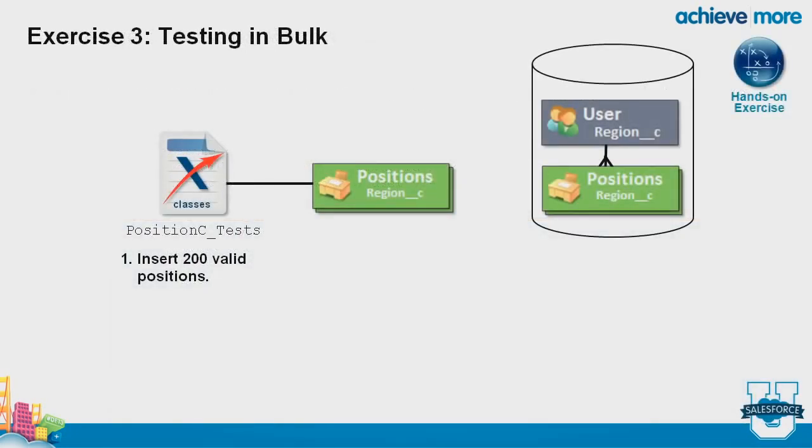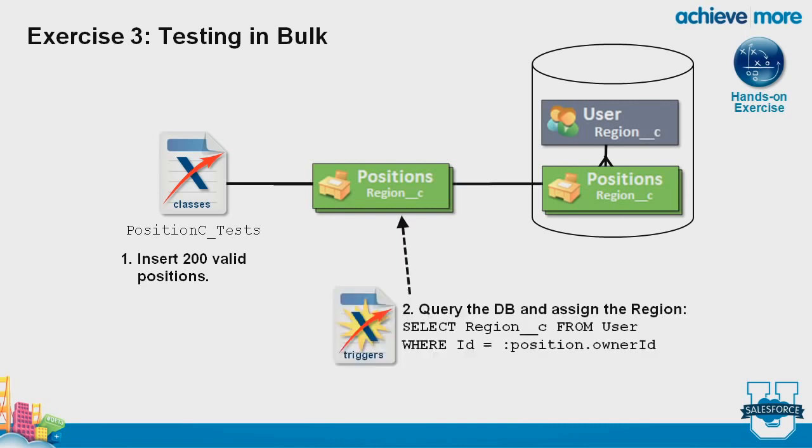All right, time for another exercise. We're going to make sure that everything that we have done works in bulk. Because remember, your triggers can run with up to 200 records at a single time, and that may give you some governor limits. So we need to make sure that if we insert 200 valid positions, it doesn't choke. We don't get any governor limits. All right, so the trigger will do the query, the same thing that we have done before. And then, did it work? Did we avoid the governor limits, or did it fail?